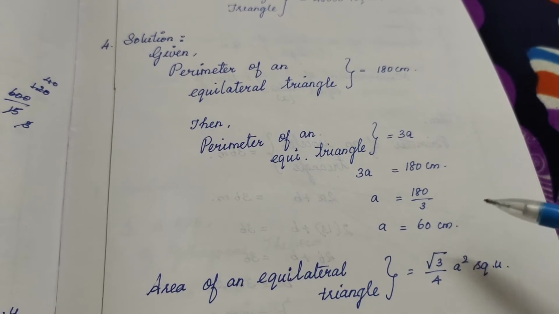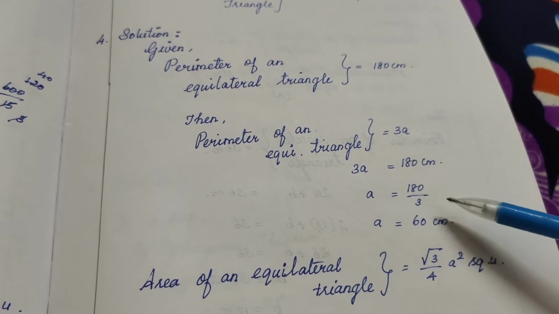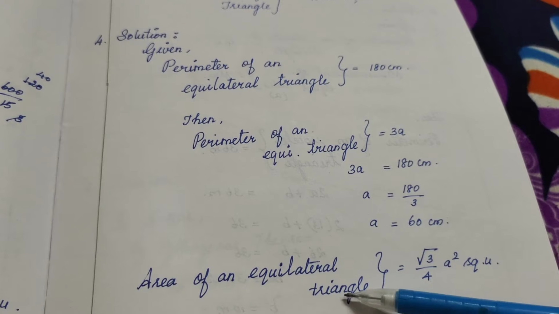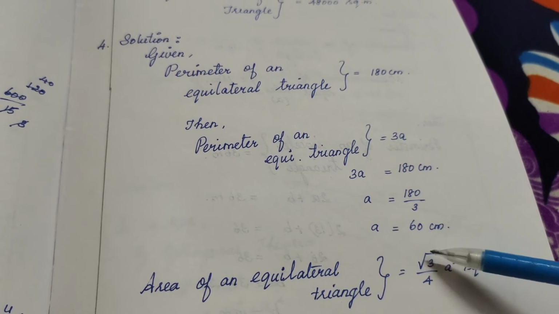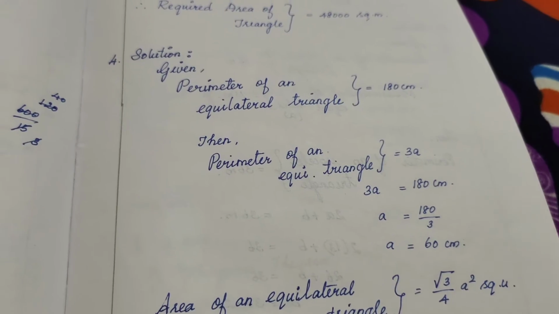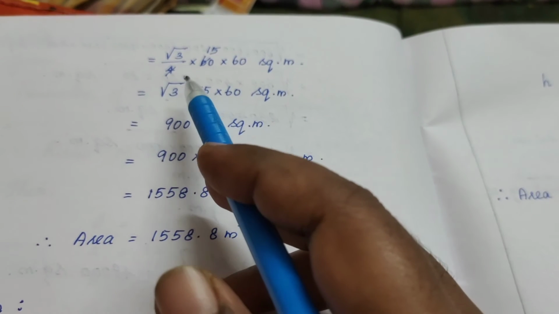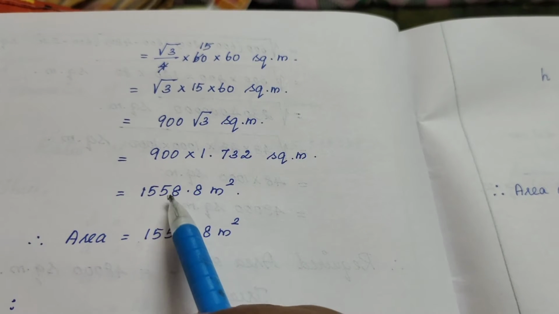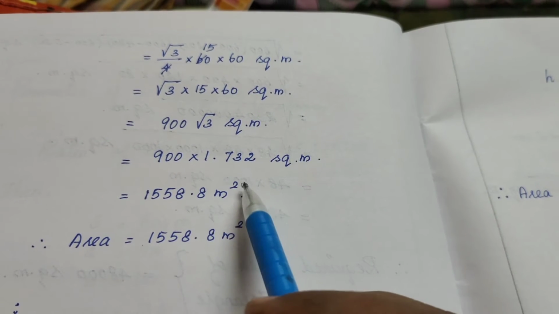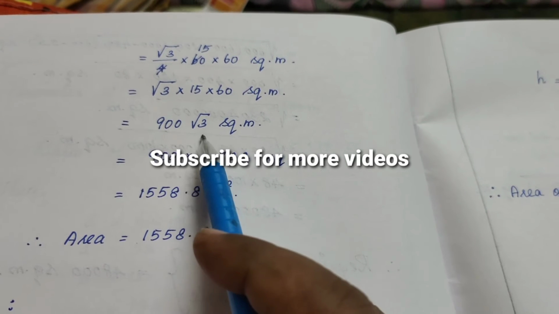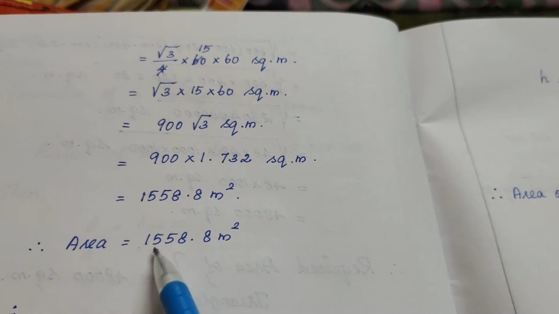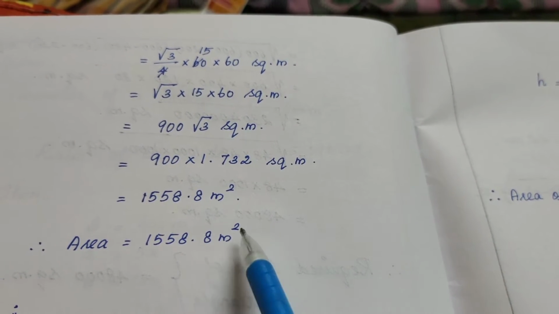If we have three different sides, then we can take the formula of S into S minus A and so on. But it is an equilateral triangle, so the area of an equilateral triangle equal to root 3 by 4 A square square unit. In this we have to substitute the value of A. That means we are getting root 3 by 4 into 60 into 60. While simplifying we are getting the value of 1558.8 meter square. Here you have to take the value of root 3 equal to 1.732. So the required area equal to 1558.8 meter square.